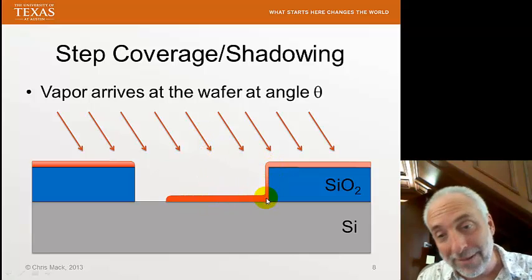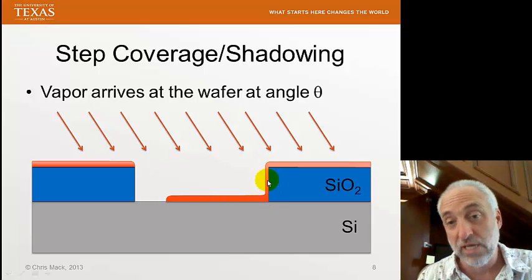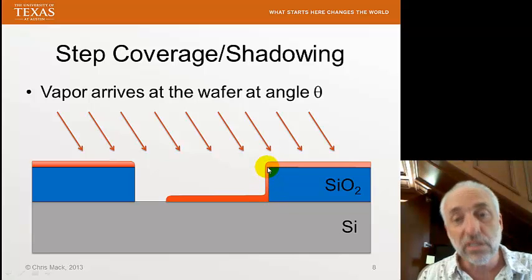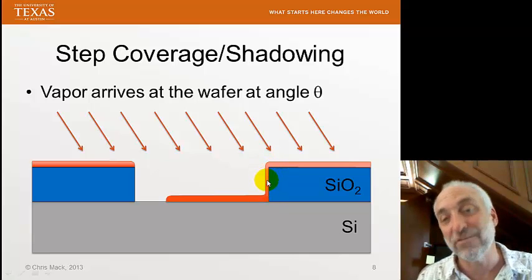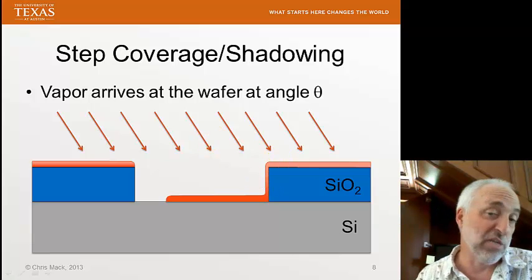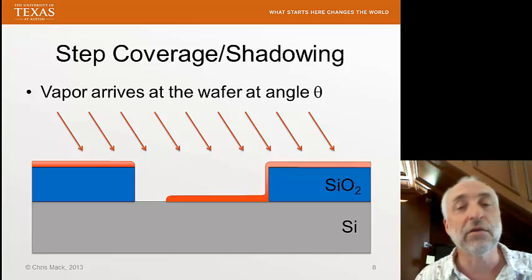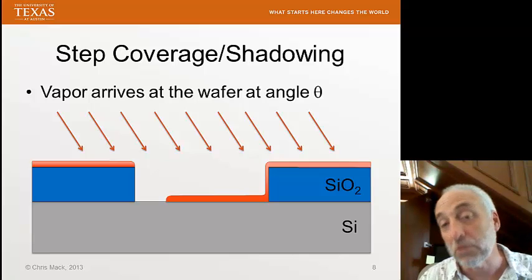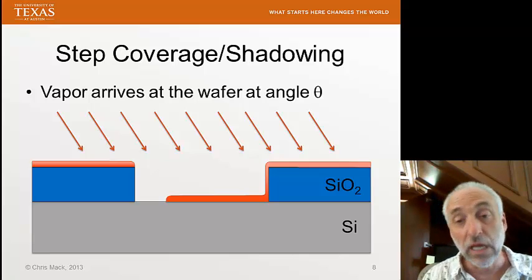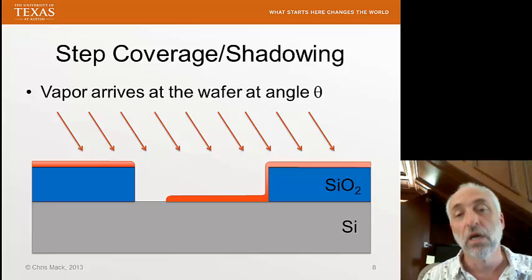But if I look at the rate of deposition on this sidewall, the angle is now different by 90 degrees. This has a sine theta view factor here. If the angle is, say, 45 degrees, well then it will be the same. I'll get the same deposition rate at the sidewall compared to the bottom. But if the angle is not 45 degrees, I will not get the same deposition rate. And therefore, I'll have a thickness on the sidewall that's different than the thickness on the top and bottom.